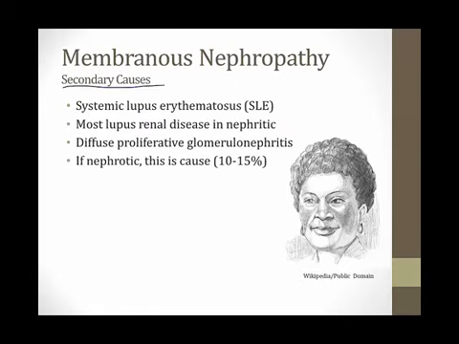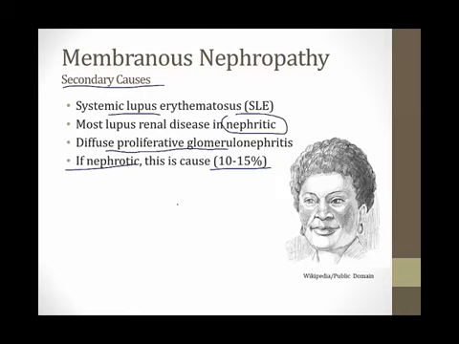There are a number of secondary causes of membranous nephropathy, and one of the important ones is lupus. Now, most lupus renal disease leads to the nephritic syndrome. In the nephritic syndrome video, I talk in detail about diffuse proliferative glomerulonephritis, which is the most common form of renal disease among patients with lupus, and it leads to the nephritic syndrome. However, if patients with lupus develop the nephrotic syndrome, then the cause is usually membranous nephropathy. This happens to about 10 to 15% of lupus patients who develop renal disease.